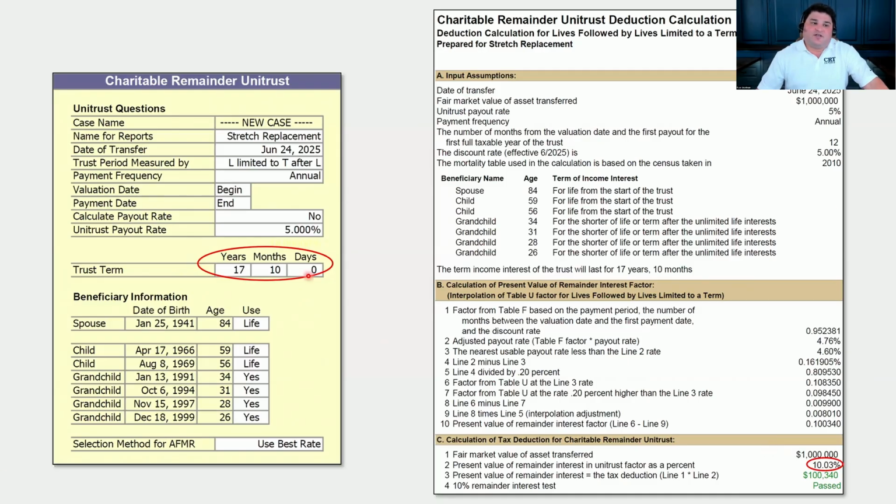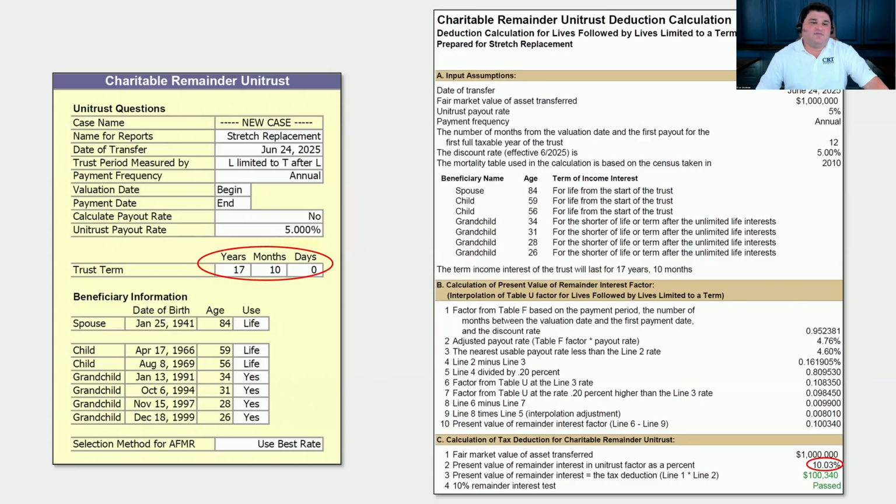And so you can see our inputs. We have our spouse, who's 84 years old, and 59 and 56-year-old children. Those three are lifetime beneficiaries. And then we have our four grandkids as the successor term beneficiaries. You can see here, given a 5% payout rate for the trust, and most of the time we're going to be using that 5% payout rate because that's going to allow us to stretch this as far as we can, we can go for the lifetimes of those three individuals plus a 17-year and 10-month term.